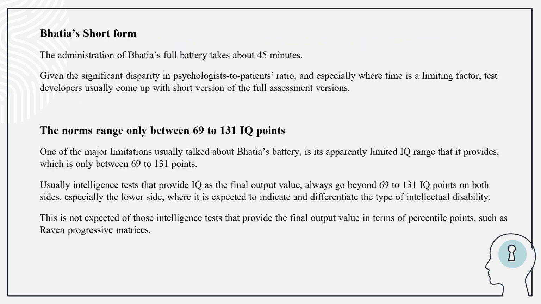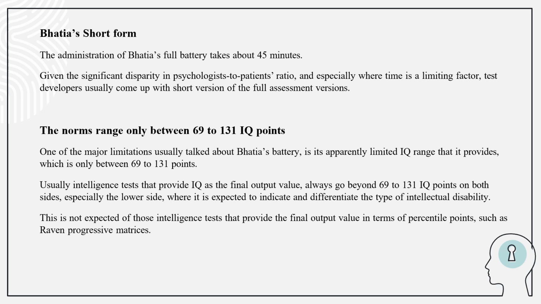Bhatia's short form: the full test is a 45-minute test, so a lot of psychologists have come up with their own shorter forms of the Bhatia battery. Given the significant disparity in psychologist to patient ratios, and especially where time is a limiting factor, test developers usually come up with a short version of the full assessment. So a lot of times the patient has not gone through the entire Bhatia battery, and the psychologist has come up with a shorter version of it and administered it. So that also is seen as a limitation.